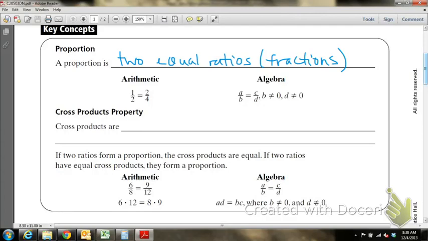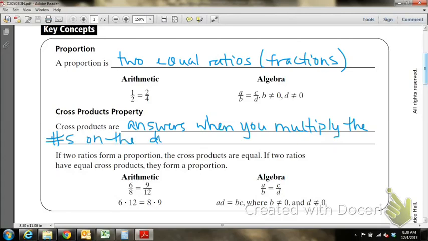Okay, so cross products. Cross products are the main way that I deal with proportions, and when we solve them, we're going to use cross products a lot. So cross products are answers when you multiply the numbers, I'm going to use the abbreviation, numbers on the diagonal. And on the diagonal means that you're going to multiply top to bottom across the equal sign.